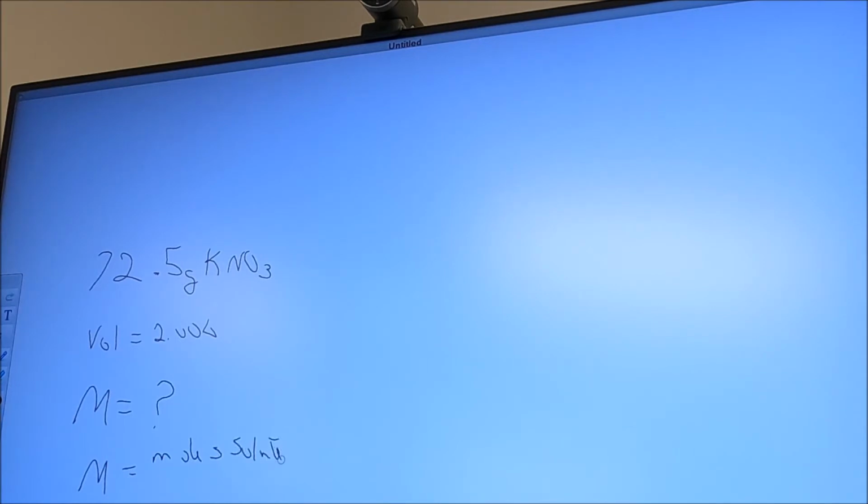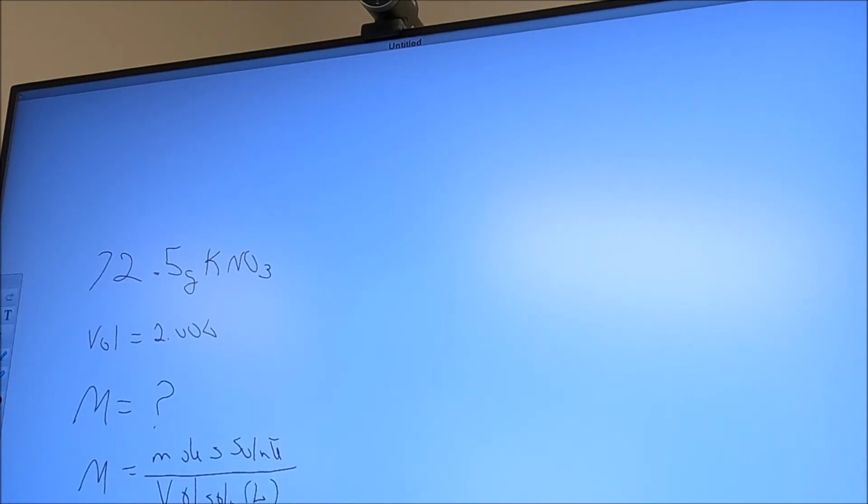All right. Now, let's write down the pieces of information that we've got. If I look at problem 48, we've got 72.5 grams of potassium nitrate, and we've got a volume of 2.00 liters. And we want to find molarity. Now, we know that molarity is going to equal moles of solute over volume of solution in liters.